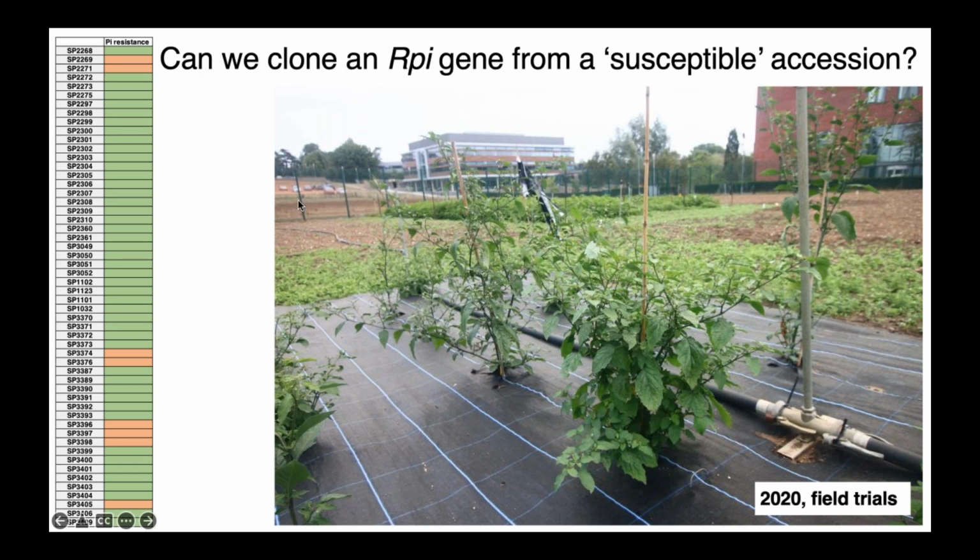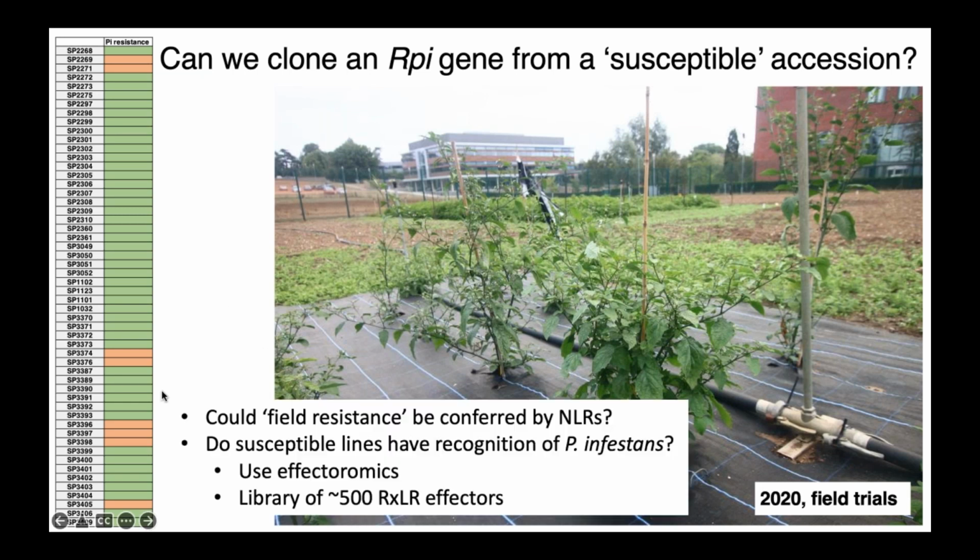We're questioning what the basis of this field resistance is, and we hypothesized that it could simply be conferred by NLRs. So to test this, we first thought about looking into whether these americanum accessions have recognition of P. infestans. And to do this, we use effectoromics. So we screen a collection of effectors from P. infestans and test for a response to any of them.